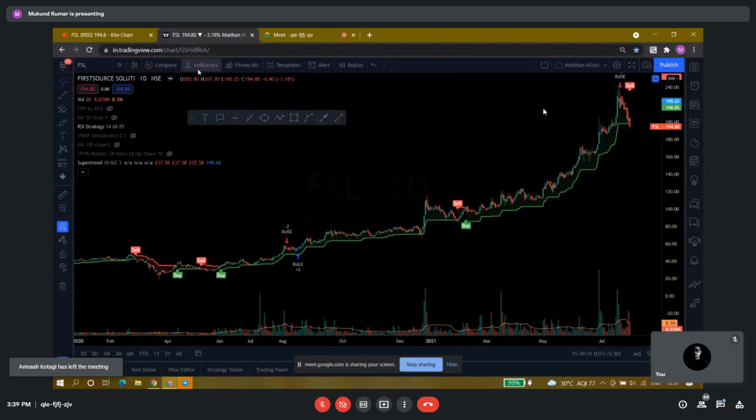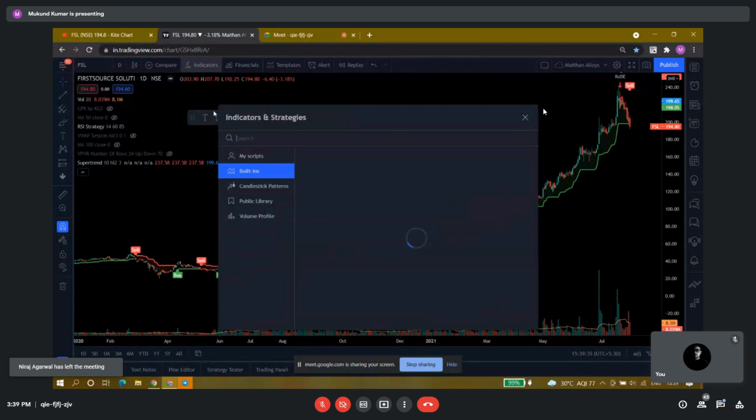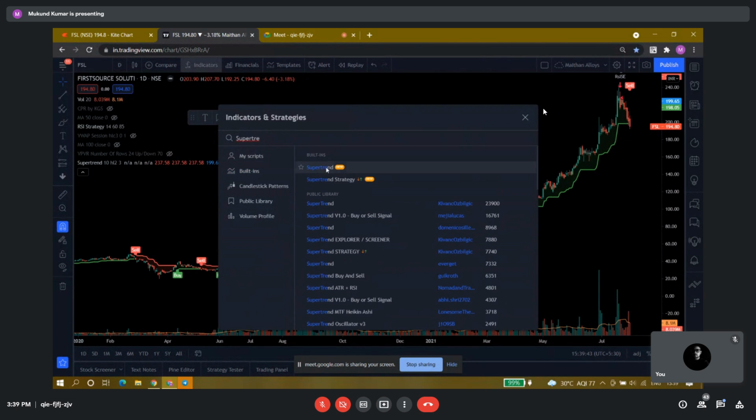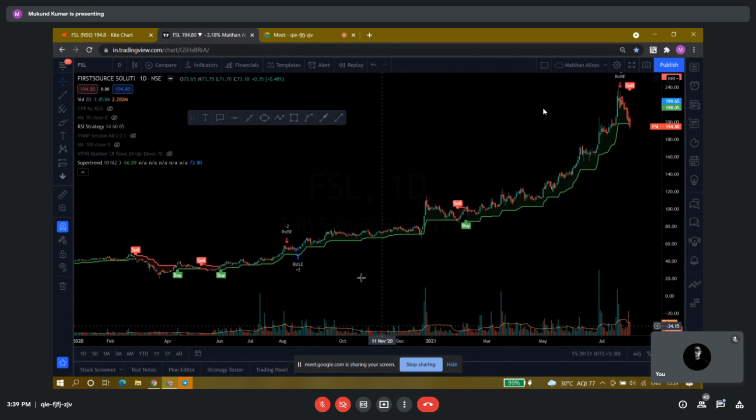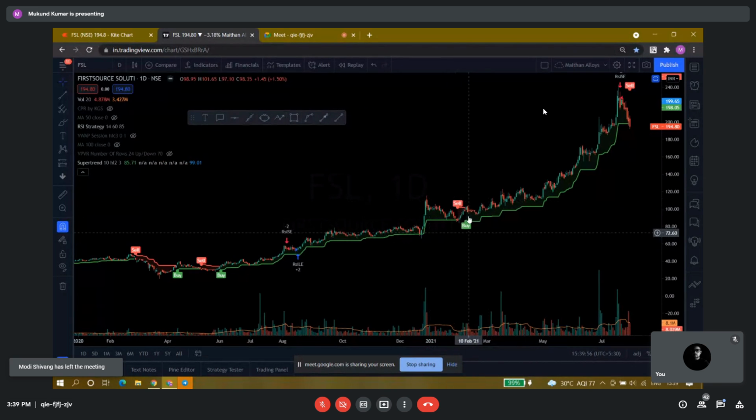See this indicator, right? I am typing super trend. If we click this built-in indicator of super trend, we will not get this buy and sell signal. But I was using this super trend by Kivan. He has used the Pine editor to mention this buy and sell signal.